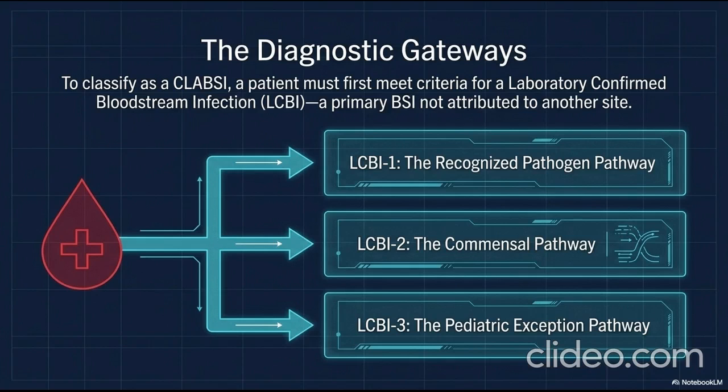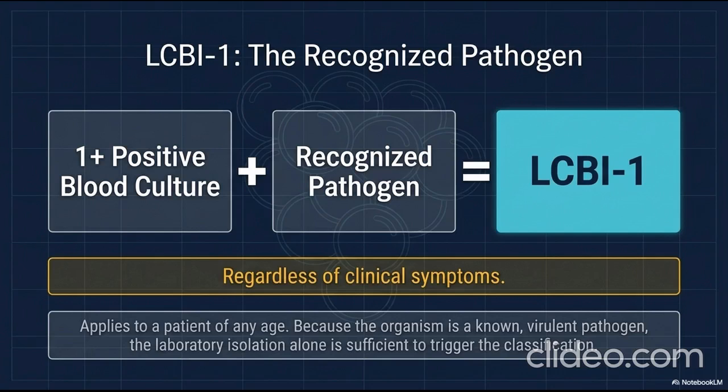LCBI-2 covers common commensals, such as coagulase-negative staphylococci or diphtheroids. Because these are frequent contaminants, a higher threshold of proof is required. The commensal must be isolated from two or more blood cultures collected on the same or consecutive days. Additionally, the patient must exhibit at least one clinical symptom, such as fever over 38 degrees Celsius, chills, or hypotension.